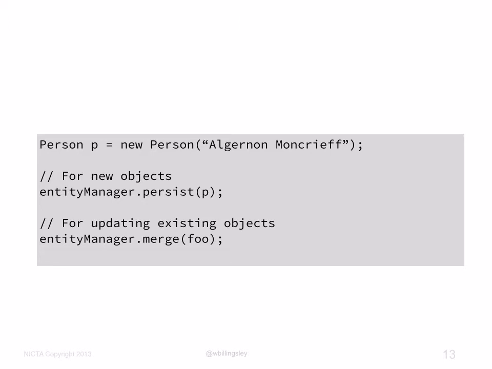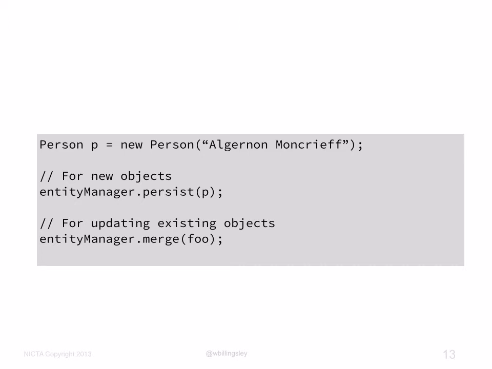I wrote foo there to suggest it's a different one because it might be confusing just to see, well, hang on, we've just created it just there. We know that one's not persisted, we've just created it. But if we are updating existing objects, we say merge instead of persist.